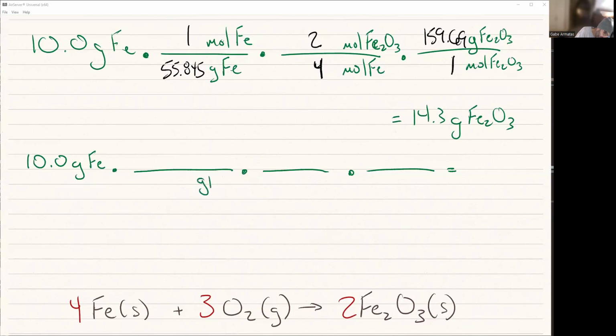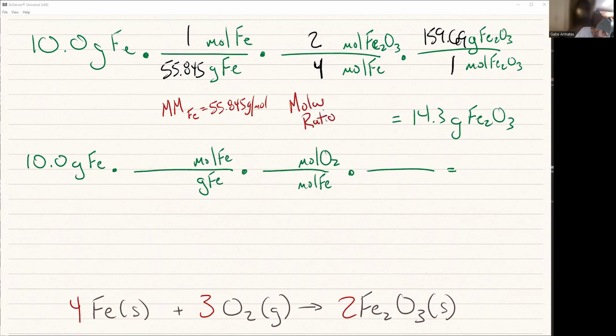I want grams of iron to go away, so I'm going to put that on the top. We always convert to moles first, and I do that through the molar mass of iron. In this case, it's actually just above: 55.845 grams per mole. Next, I want moles of iron to go away because we always want that, and I want moles of O2 to prevail. So I want to end up with moles of O2, and we do that through the molar ratio.